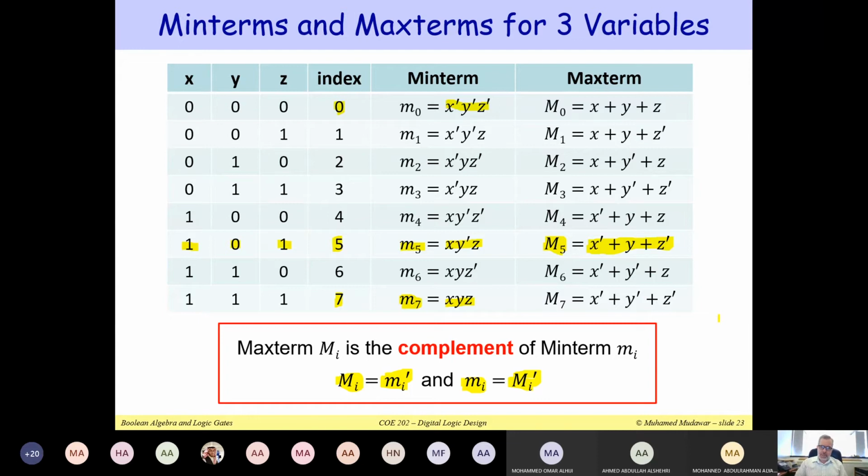Now, the index is from 0 to 7 only because I only have 3 variables. If I had, let us say, 4 variables, I would go from 0 to 15, and so on. So the more variables I have, the larger the range of indices, if you would like.